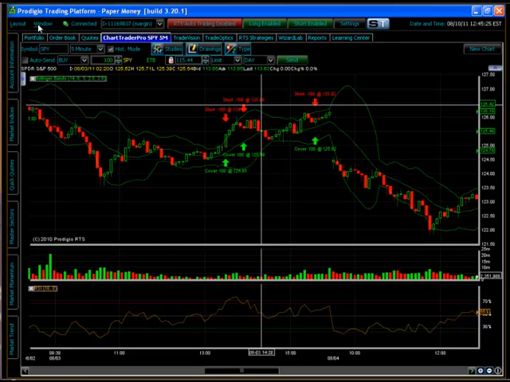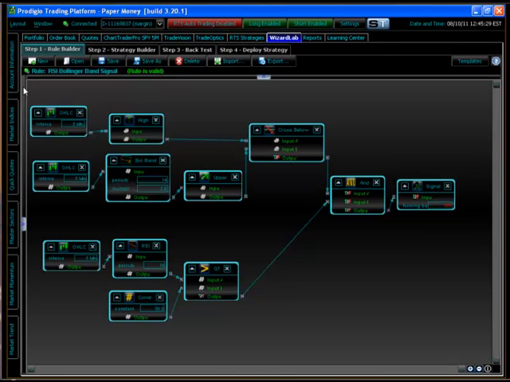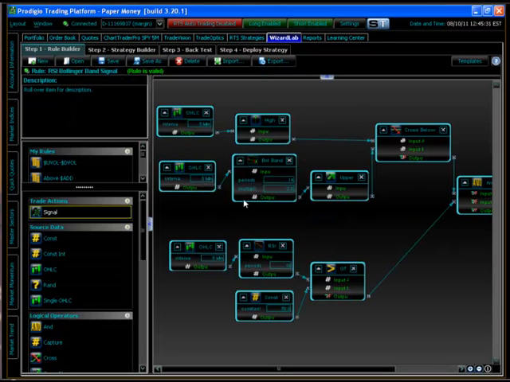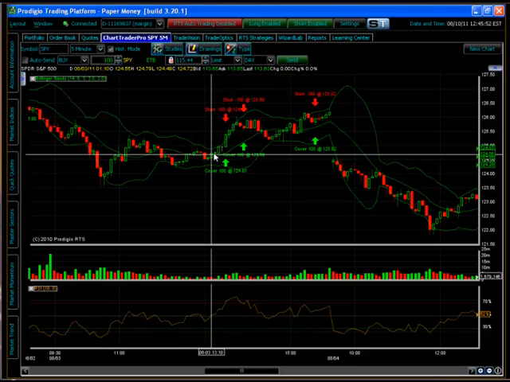Right? So I can tweak this. I can go back and look at my Wizard Lab, go to my rule builder. This is correct. It is looking at the high price. But I'm looking at a 2-period Bollinger Band. And this goes back to what I was originally saying. I want to tweak this to make the band a little bit tighter.